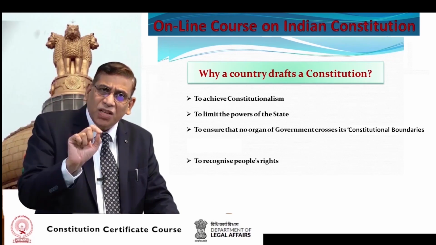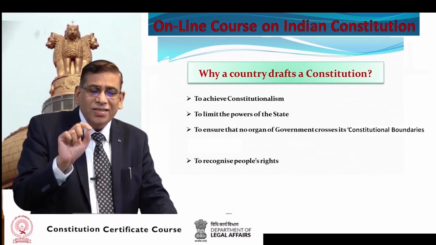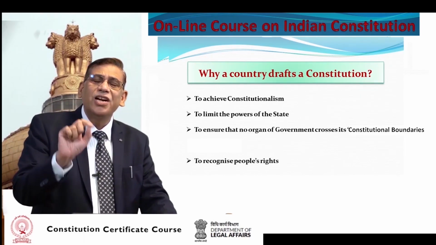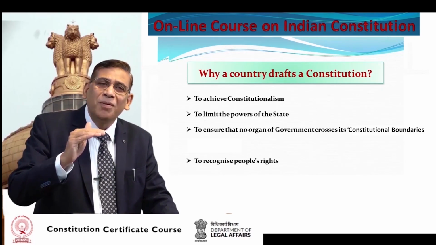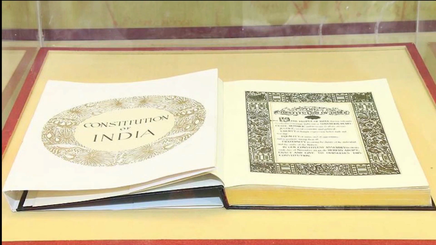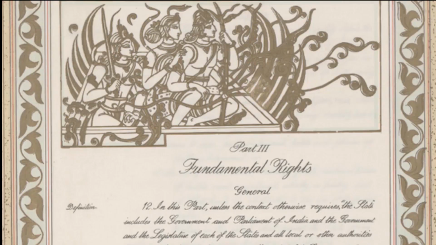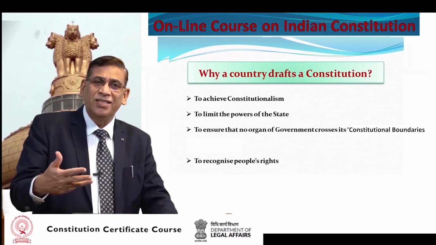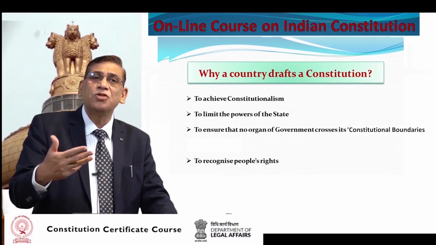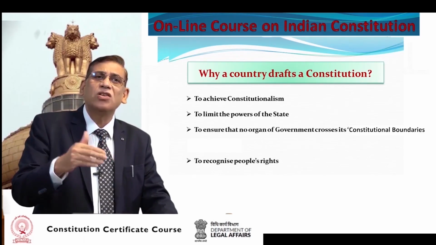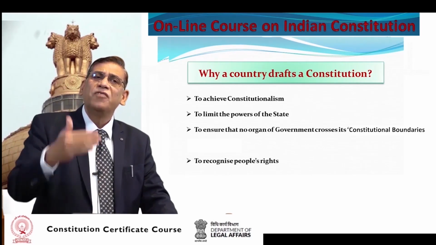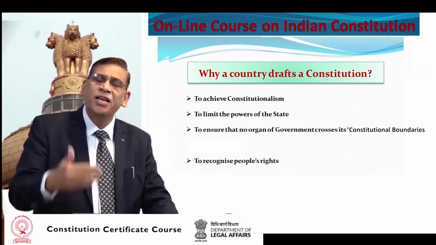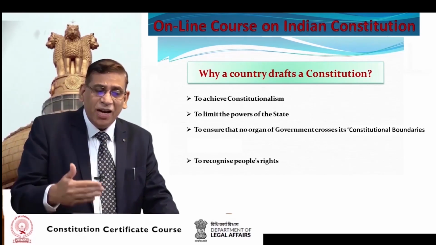A country drafts a constitution because it wants that no organ of the government should cross what are termed constitutional boundaries. And it also recognizes people's rights. In rights jurisprudence, we do not say the constitution confers rights, because the idea is that every human being is born with certain natural, inalienable, indivisible rights.